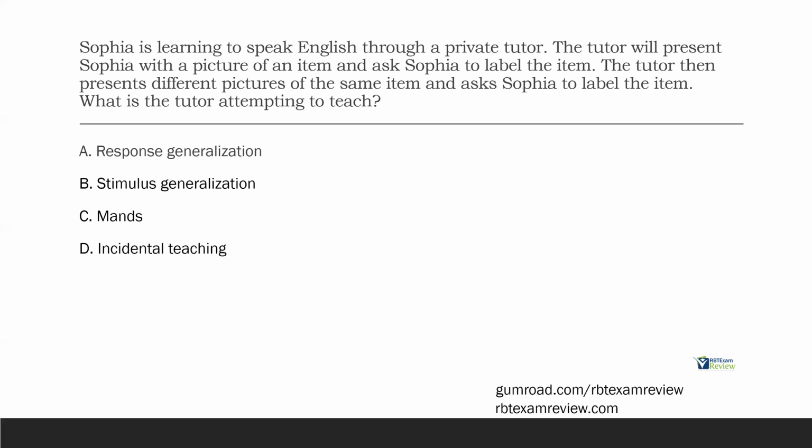Sophia is learning to speak English through a private tutor. The tutor will present Sophia with a picture of an item and ask Sophia to label the item. The tutor then presents different pictures of the same item and asks Sophia to label the item. What is the tutor attempting to teach?